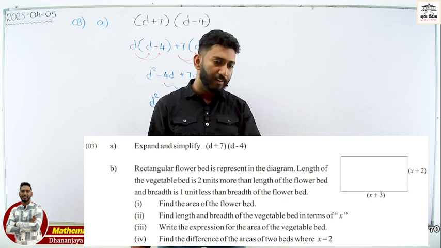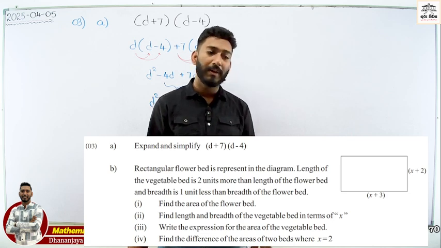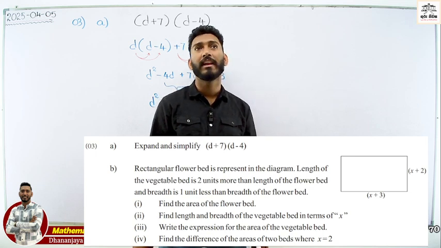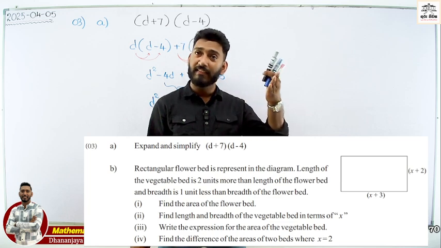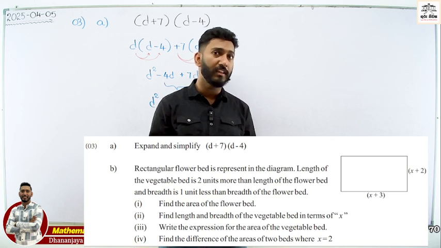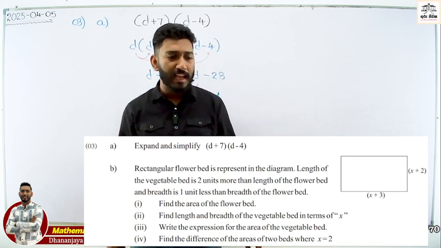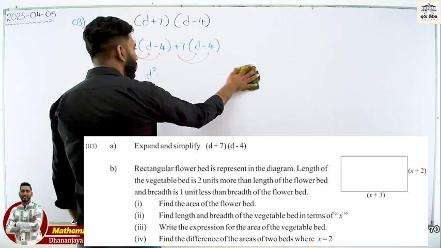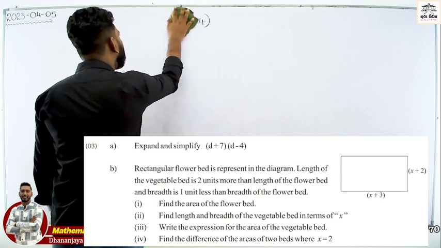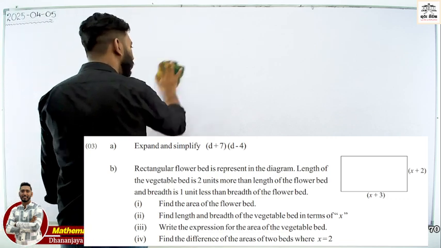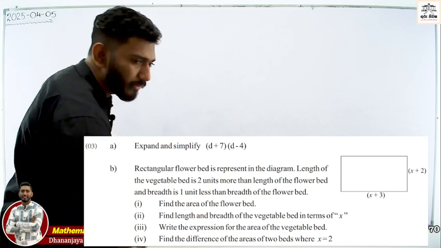Now, find the length and breadth of the flower bed, and the breadth is 1 unit less than the breadth of the flower bed. The length is 2 more, the breadth is 1 less. Find the area of the flower bed. Now this is the flower bed, right? Now you can find the area of the flower bed.